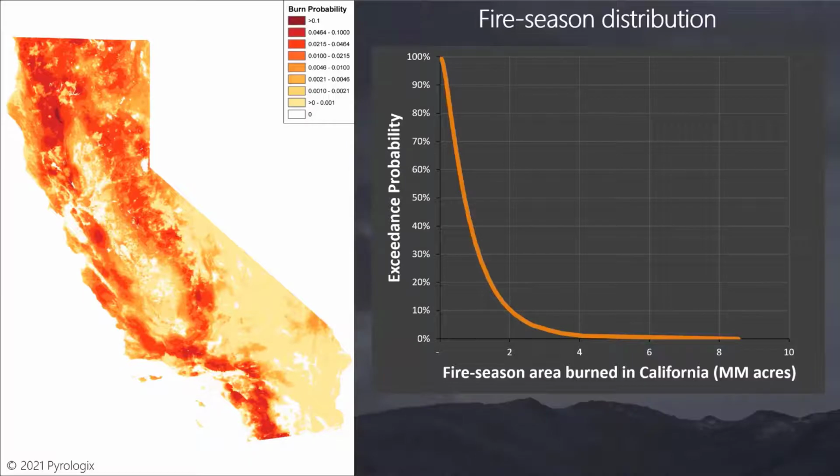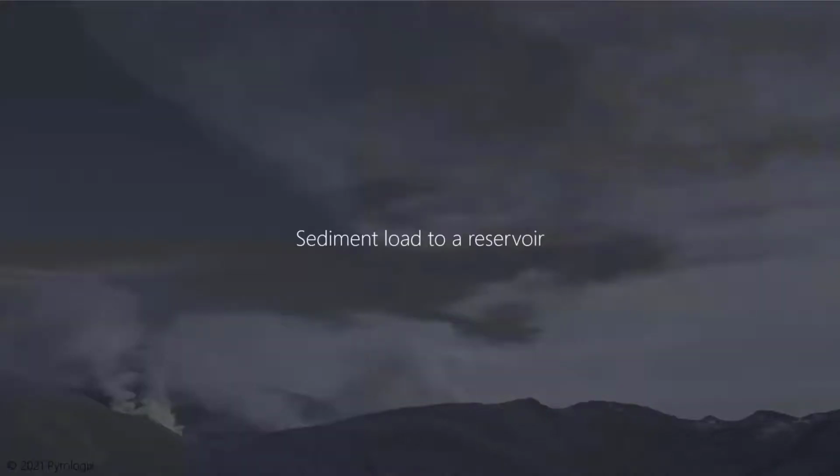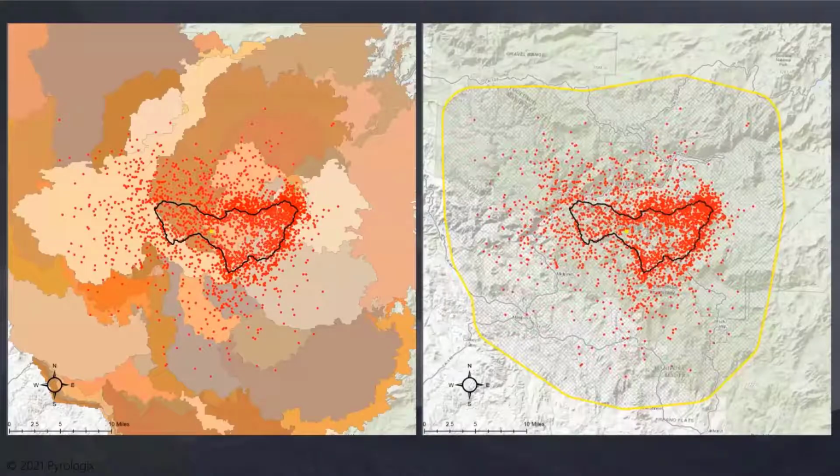Okay. Now I'm going to talk a little bit about a few different applications of this kind of fire modeling. One is sediment load to a reservoir. So Sam talked about impacts to transmission lines. I'm going to talk about impact to communities, reservoirs, and I think one other application. So sediment load to a reservoir.